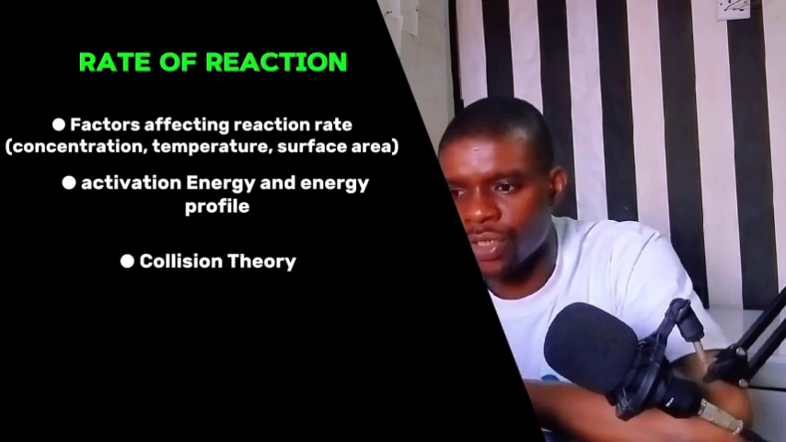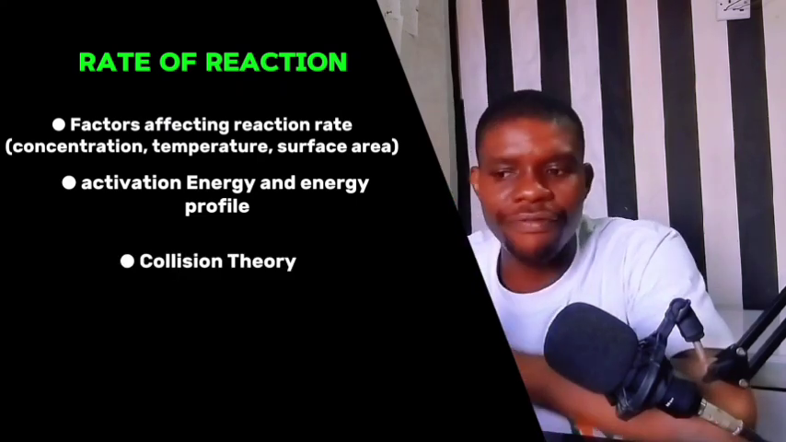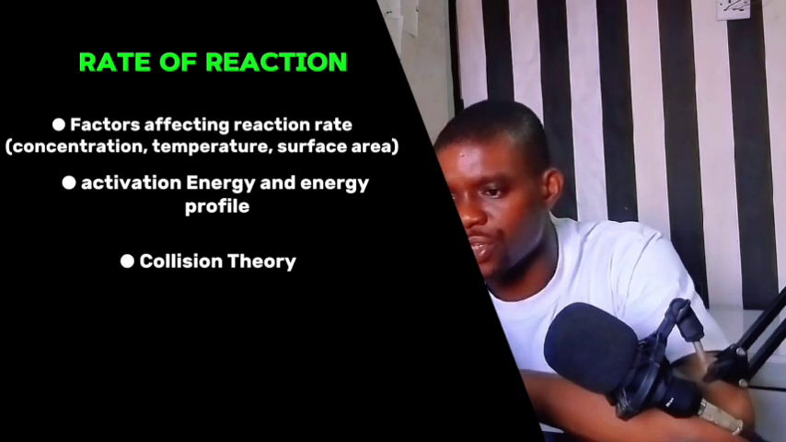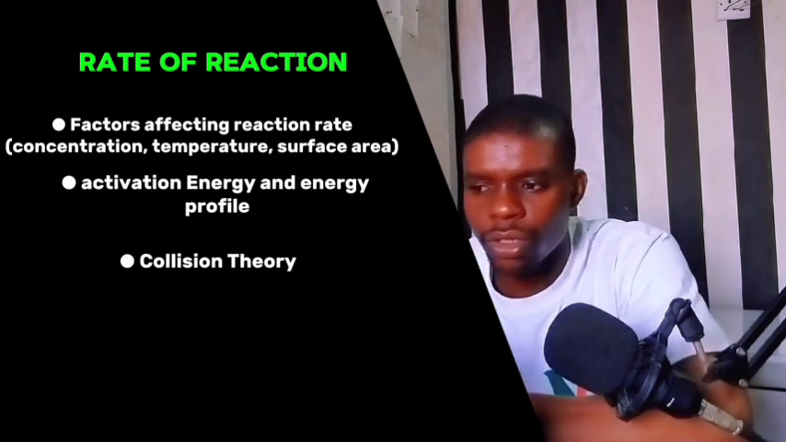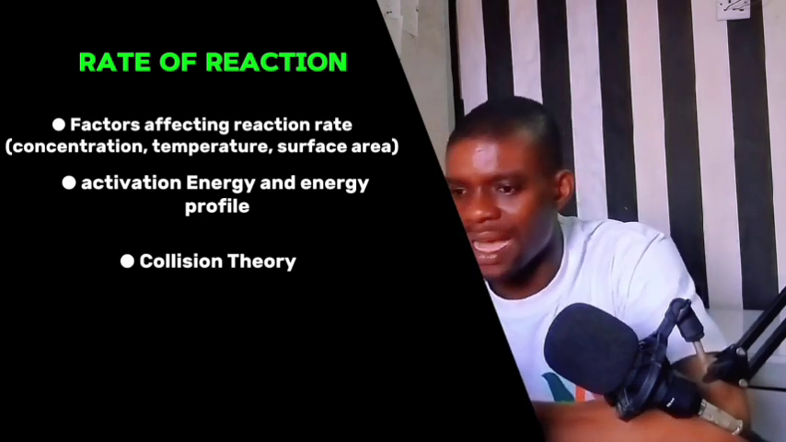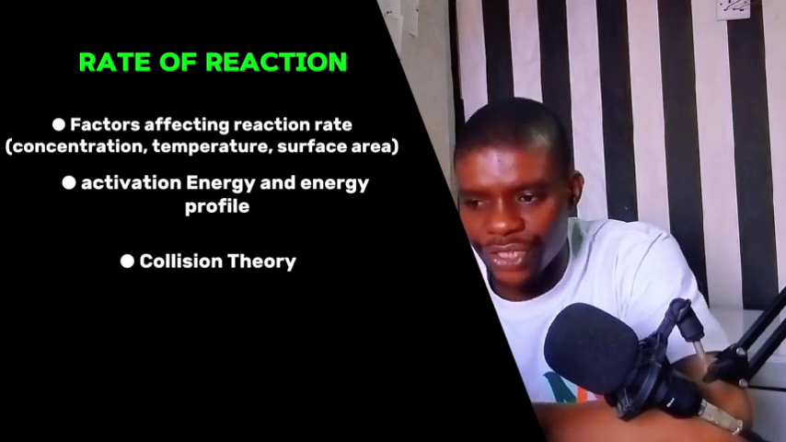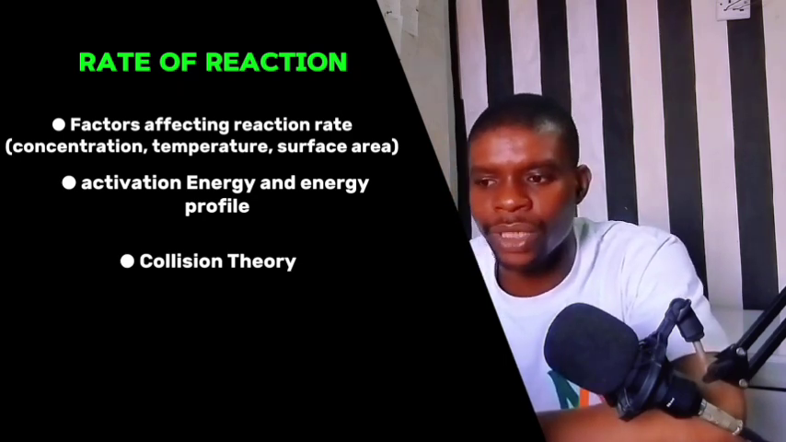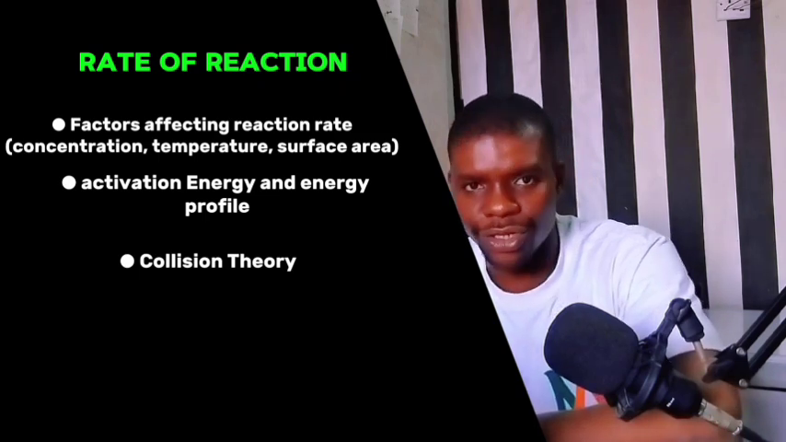Do you understand? So the 11th is called rates of reaction. Factors affecting reaction rates, which are temperature, concentration, surface area, and catalysts. We have activation energy and energy profile, collision theory. So these are things you need to cover when it comes to rate of chemical reaction.